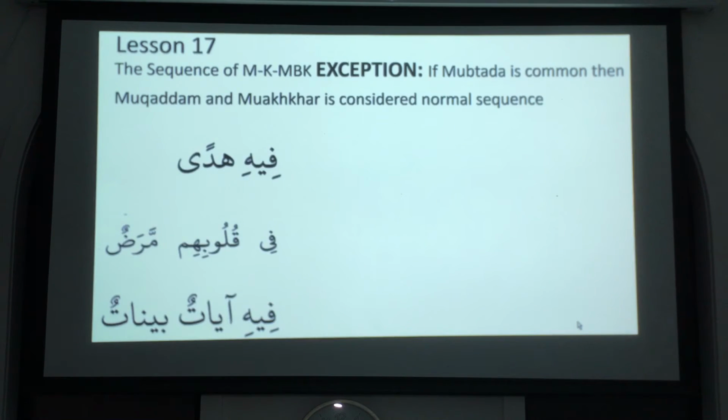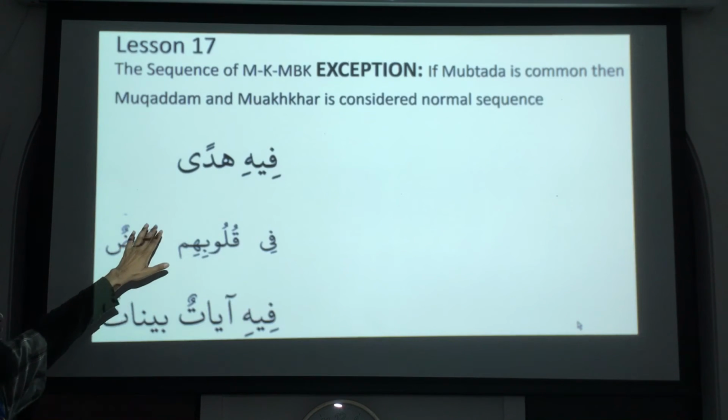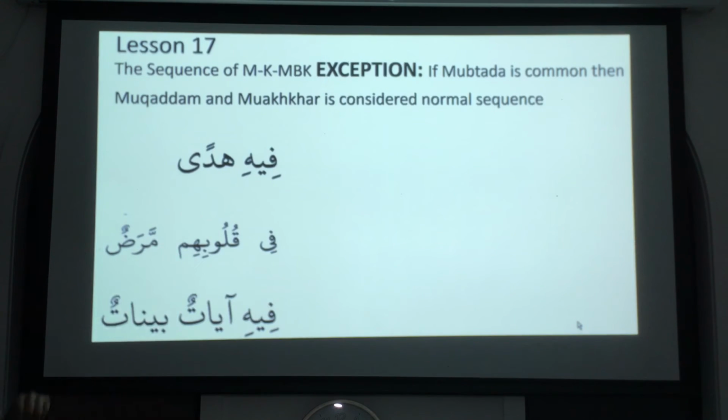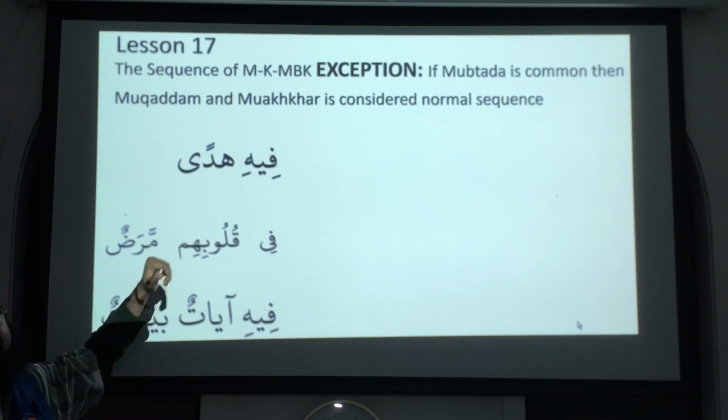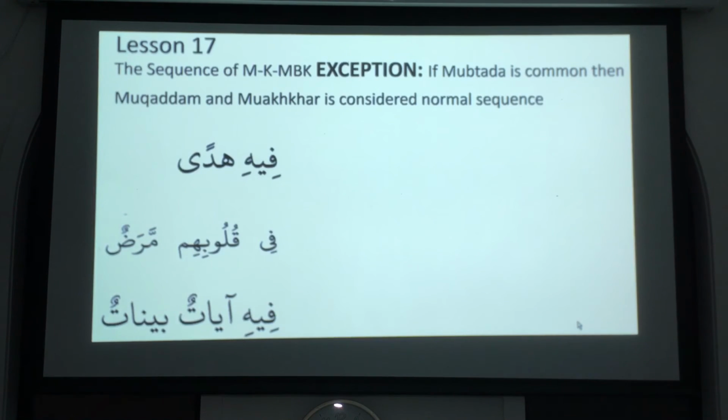Look at these 3 sentences. Fihi hudan. Fihi means what? In it. It's a jar majrur. Everybody understand? If you don't understand why jar majrur, ask me. Because fi is one of our jar letters, ba, kaf, lam, mim, ma, fi, an, ala. And hudan is guidance. So Allah is saying, in it, guidance.